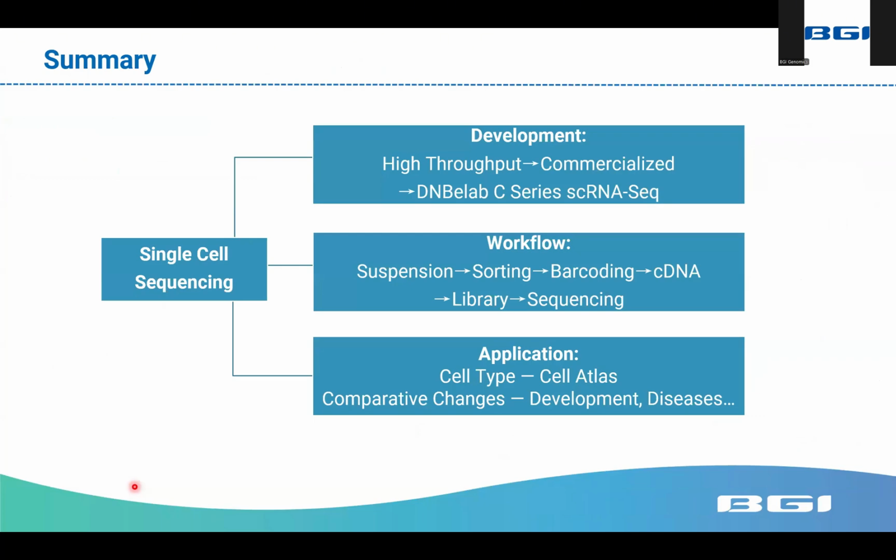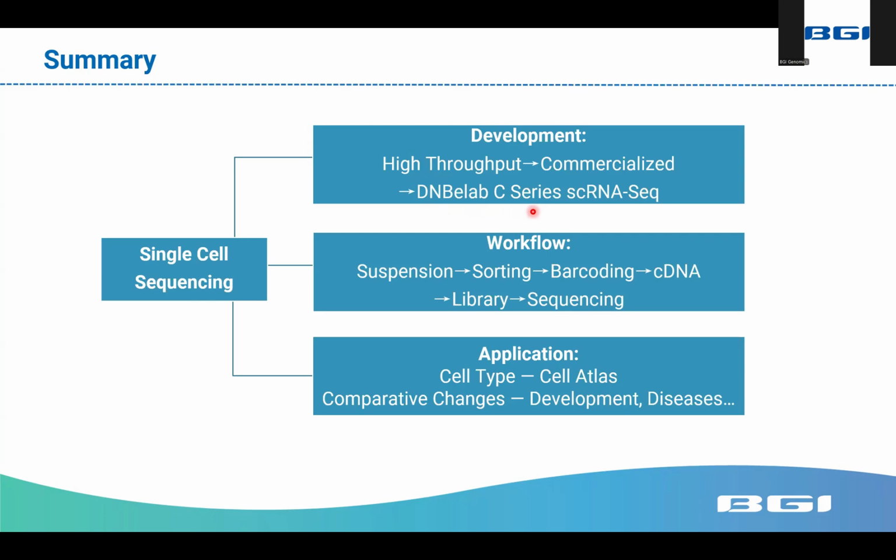Okay, that's the application of single-cell RNA sequencing. Then the summary of my today's report. At the very beginning, we learned about the background of single-cell sequencing. So single-cell sequencing experienced single-cell high-throughput sequencing. And then the commercialized platform can help sequence many cells at one time. And we BGI also have our own single-cell platform, the DNBelab C-series platform, and our product is the DNBelab C-series single-cell RNA sequencing.